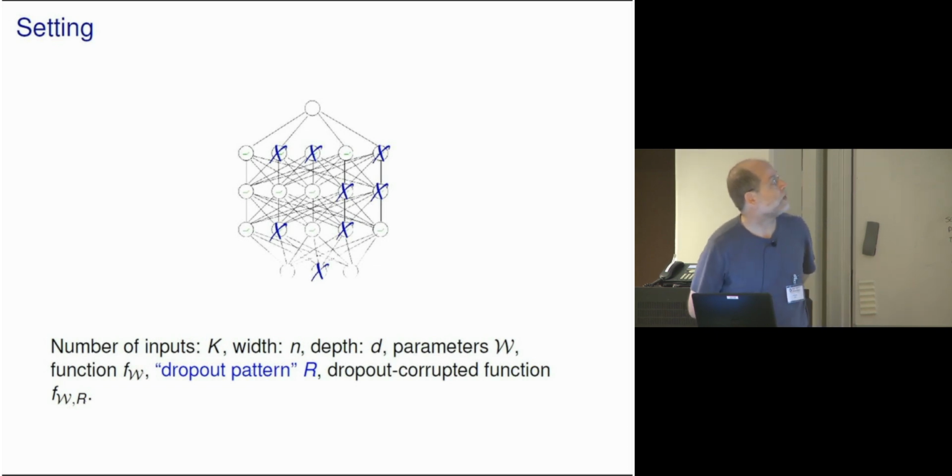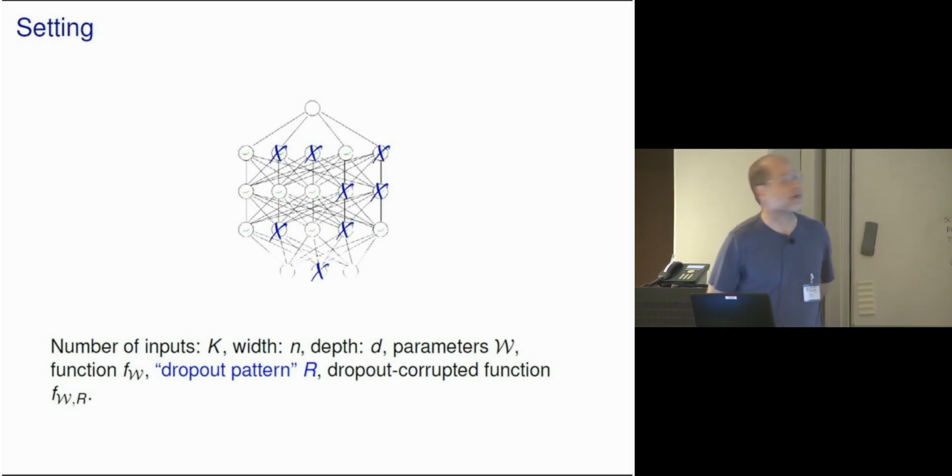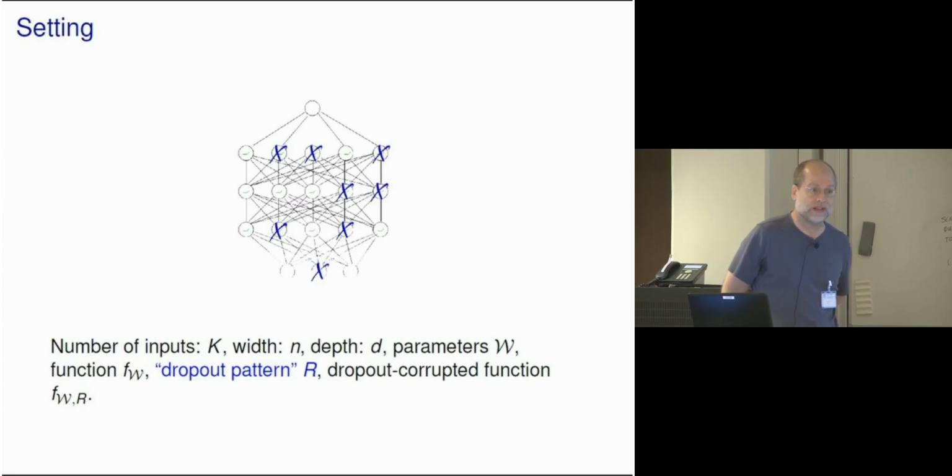The dropout pattern is a binary valued, vector valued quantity that describes which nodes are kept and which nodes are removed. For a given collection of parameters and a given dropout pattern, we have a function obtained by applying the network with those parameters, but anytime you encounter a node that's been removed, you replace its output with 0, and otherwise you compute as usual.